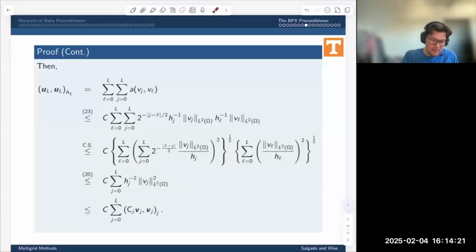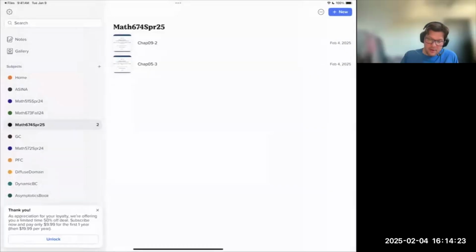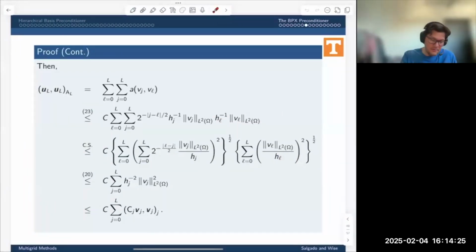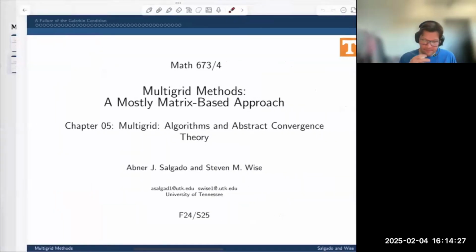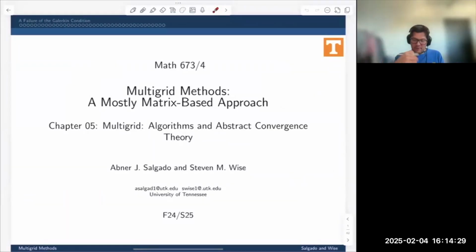Okay, I'm going to go ahead and grab chapter 9. Oops, no, not chapter 9, chapter 5. We're actually moving backwards in time.